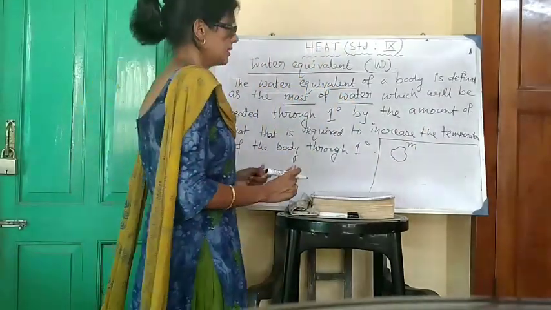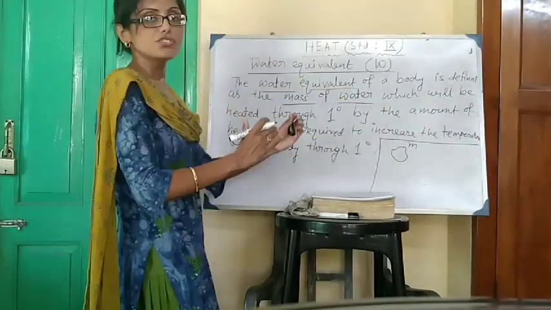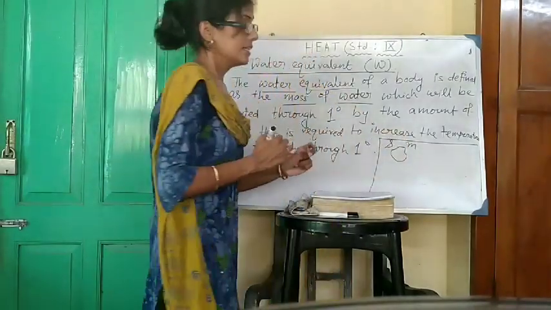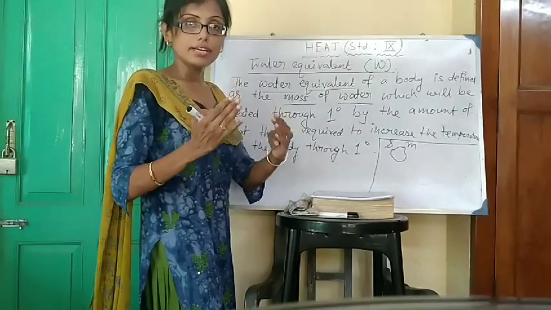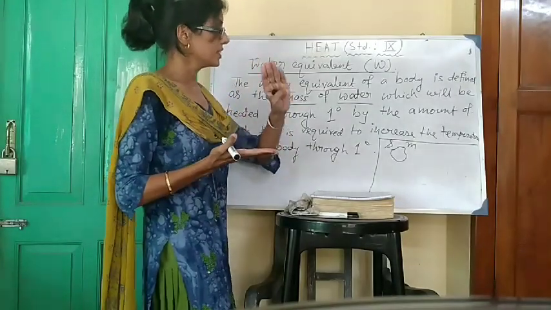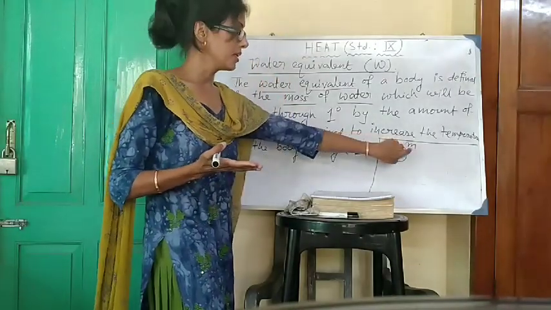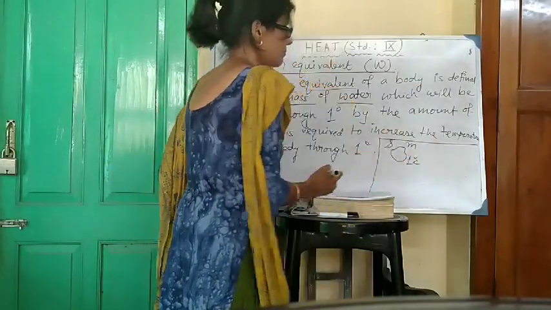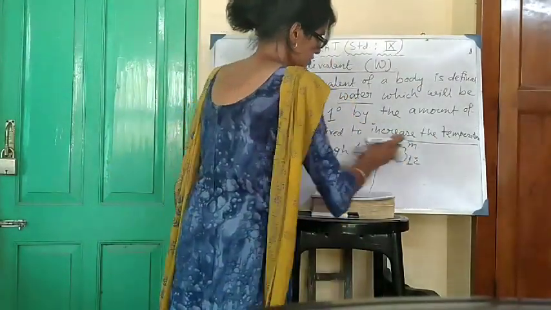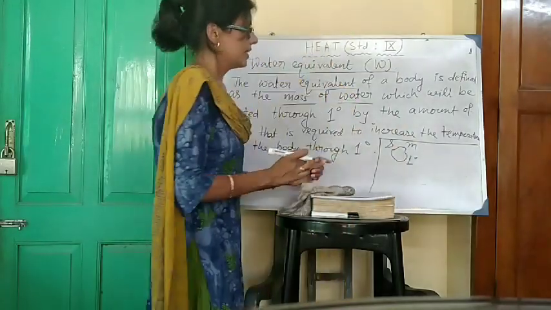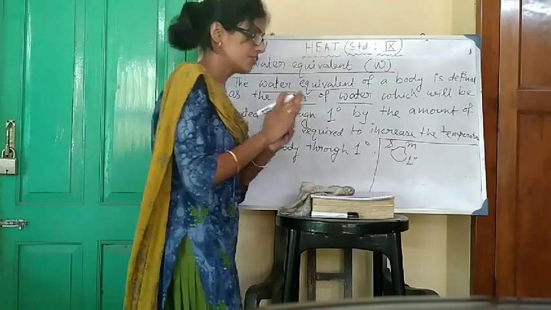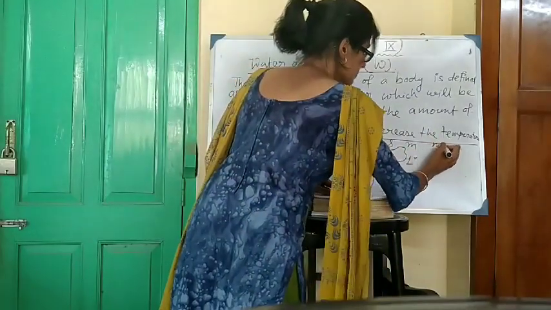Okay, the amount of heat that is required to increase the temperature of any arbitrary mass of the body by 1 degree centigrade, or better we write in general form, by 1 degree, is called the thermal capacity of the body, and the value is ms.